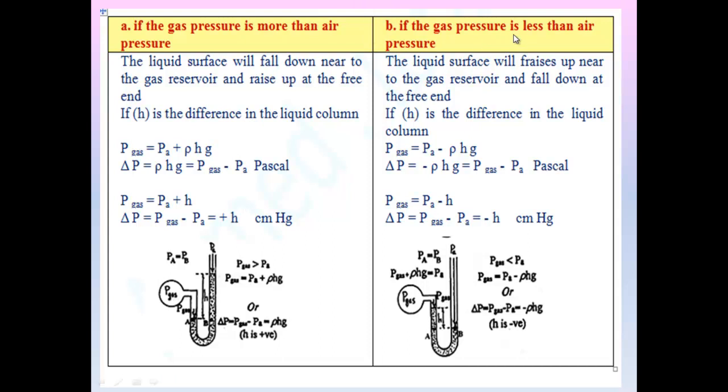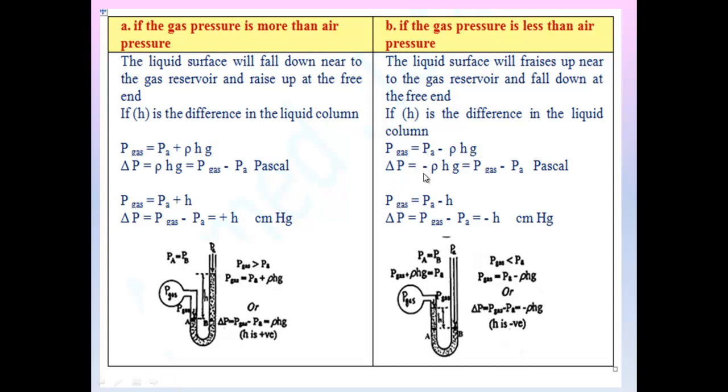Case B. If the gas pressure is less than air pressure, the pressure of air is pressing and the liquid rises up in the other end. It looks like the other case, but the difference is in the sign only. If you consider point A and point B at the same horizontal level, pressure at A equals pressure at B. Pressure at A equals the pressure of gas plus rho gh, while the other side is BA. Let's move rho gh to the opposite side, so we find that the pressure of gas equals BA, which is atmospheric pressure, minus rho gh Pascal.